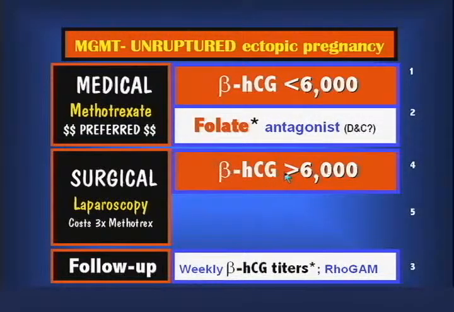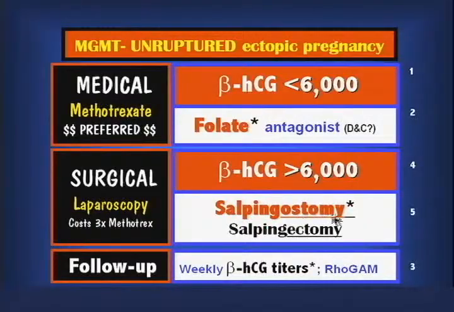If the beta-HCG titer is over 5 to 6,000, it is less likely to respond to medical management, and this will then require surgical management, which is usually laparoscopy. If you've got a stable patient and you can do a laparoscopy, do it. The most common procedure which is performed is a salpingostomy. Ostomy means you make an opening in the tube. You then dissect out as much of the trophoblastic tissue as you can.